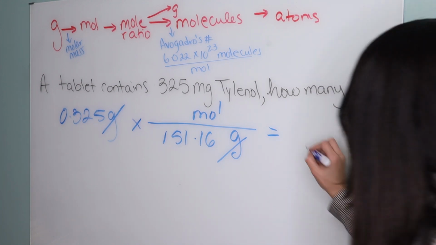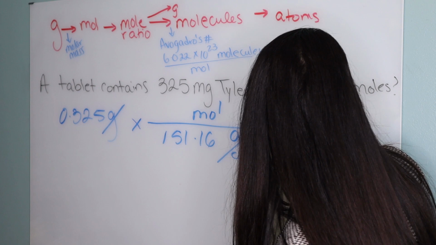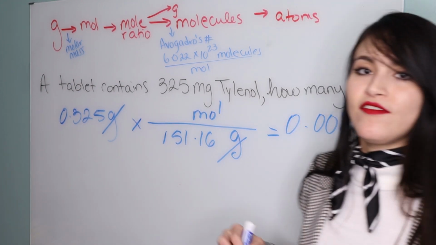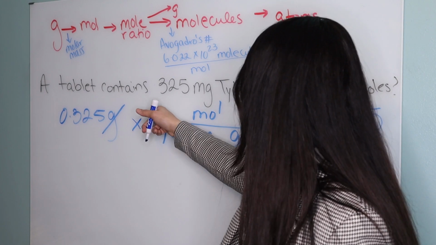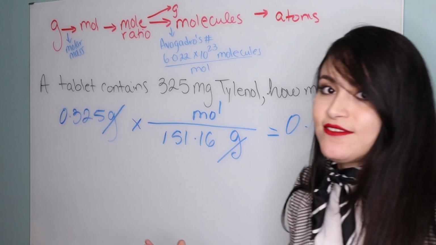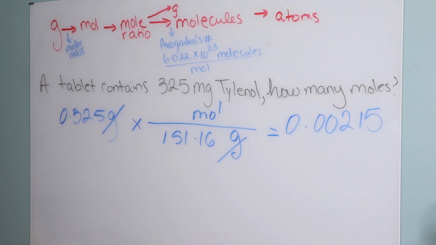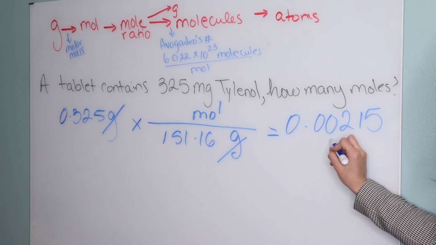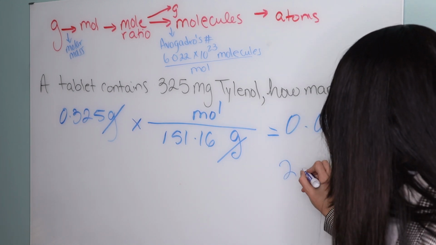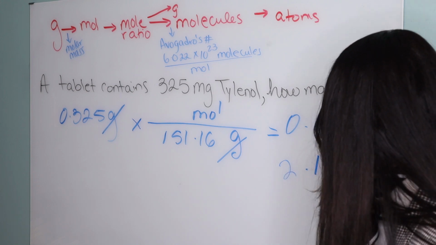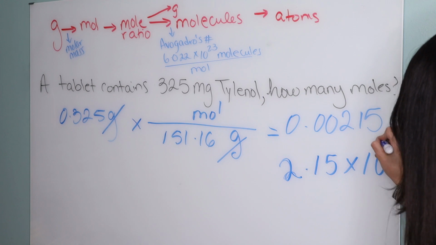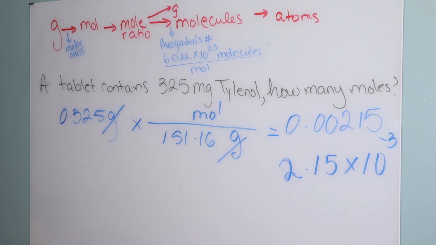This is going to be able to cross out grams, and you end up with moles. And the final answer would be 0.00215. Make sure that you have the correct number of significant figures. We have 3. We end up with 3. That's good. Alternatively, you can go ahead and write it in scientific notation. So we will move 1, 2, 3 times to the right. So that is a negative exponent. That will be 2.15 times 10 to the negative 3. And that will be the final answer.